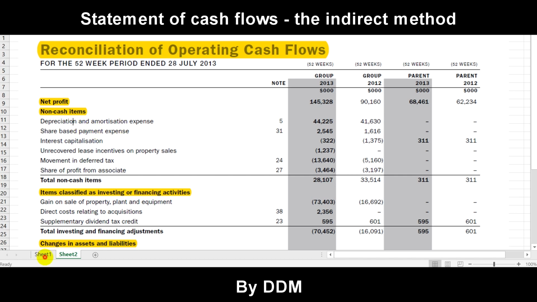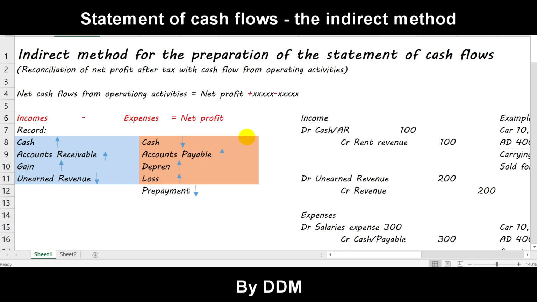Now let's look at the basic idea behind the reconciliation of net profit after tax with cash flow from operating activities. So we need to find out the relationship between net cash flows from operating activities and net profit. Let's start from the very basic idea here. We understand that incomes minus all the expenses equal net profit. There are multiple ways to increase incomes, and also there are multiple ways to increase expenses.